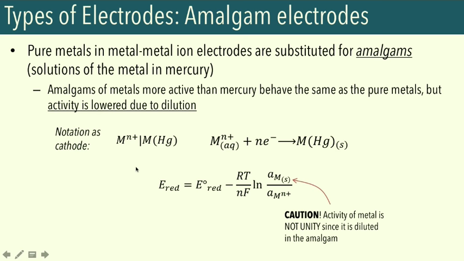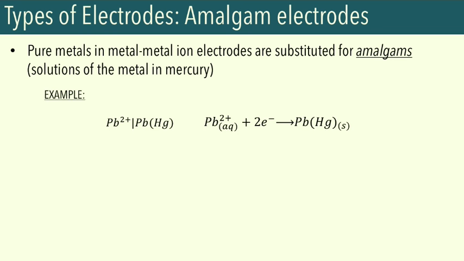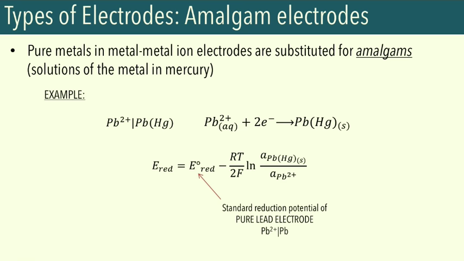Okay, so an example of an amalgam electrode is the lead 2 plus electrode. Okay, so here's the corresponding half reaction, and here's the corresponding Nernst equation for this. Okay, so again, keep in mind that this is not equal to unity, okay? But overall, an important thing to keep in mind is that our standard reduction potential, this is equal to the standard reduction potential of our pure lead electrode.